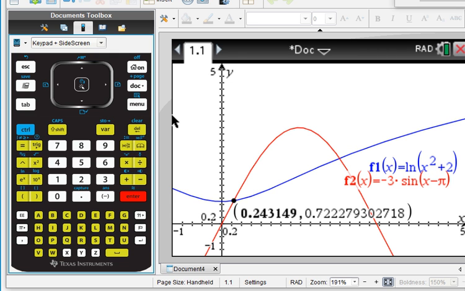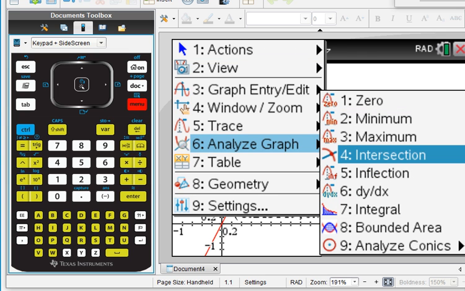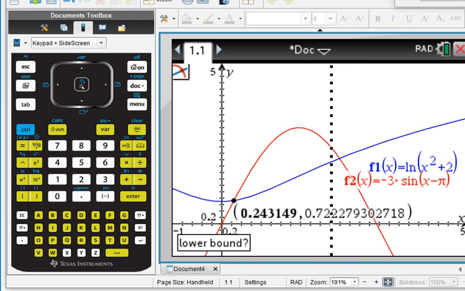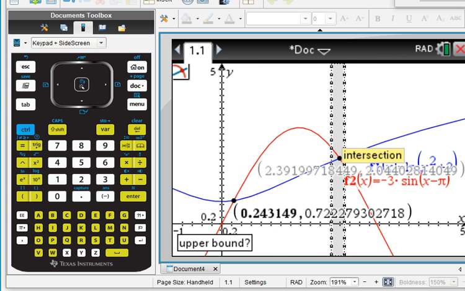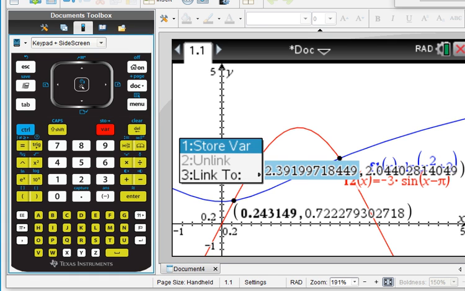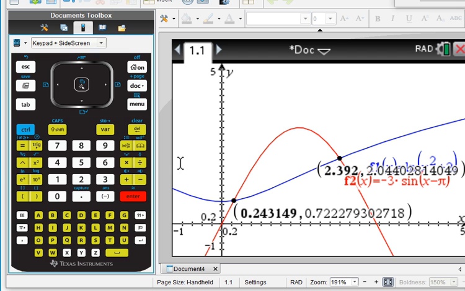And then to find the other point of intersection, same process: menu, analyze graph, intersection. Lower bound, this time we don't want to go past this one, we want to go to the left of just this point of intersection we're trying to find. Click there, upper bound just to the right of it, so the point of intersection is between those 2 lines. And then highlight the x-coordinate that we want to store, var, store variable, and then B, and then enter. Okay, so now those are stored.